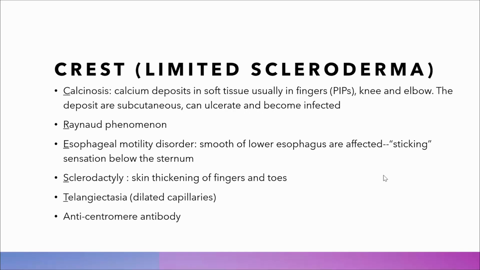CREST or limited scleroderma. Okay, remember what they stand for: the calcinosis, Raynaud's, the dysmotility, the sclerodactyly, the telangiectasia. Again, you need 3 of the 5. You don't need the full 5 to diagnose CREST. By the way, you only need 3 out of the 5 to give the CREST diagnosis. So don't look for the full 5 in the vignette and say, oh, but they did not have one of them. No, you need 3 out of the 5 to go for it. And remember, again, most commonly they will ask about the antibody, which is the anti-centromere.